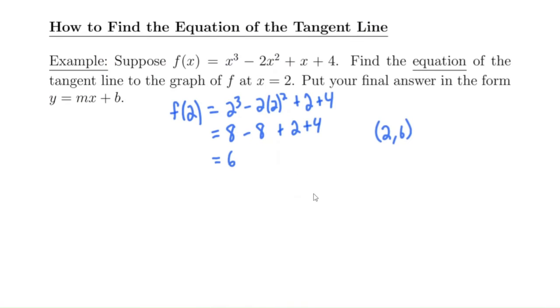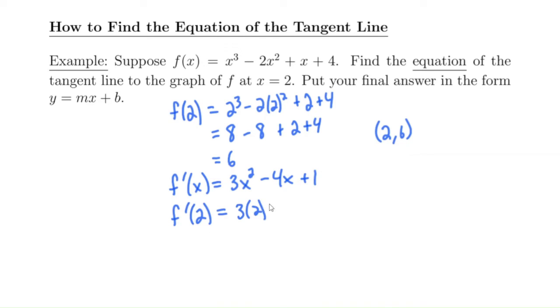So let's go back and find f prime of 2. How do we find f prime of 2? Well, we first have to find f prime of x. Let's take the derivative of our original function. The derivative of x cubed is 3x squared, and then we subtract 4x, plus 1. That's the derivative of this function. So what is f prime of 2? We plug in 2 everywhere we see an x. We get 3 times 2 squared, so 3 times 4 is 12, minus 8, plus 1. 12 minus 8 is 4, plus 1 is 5.